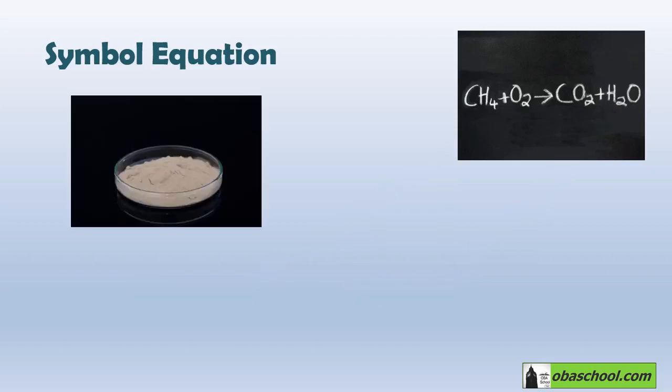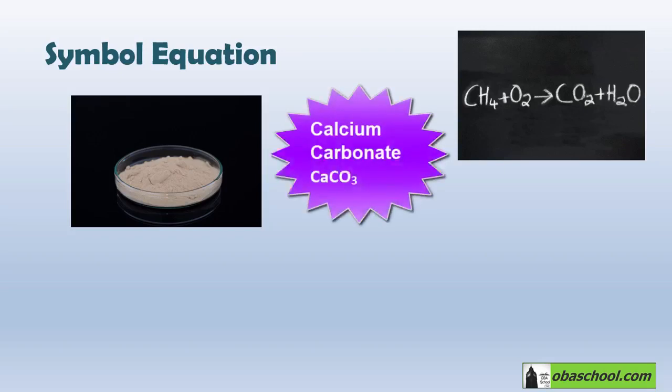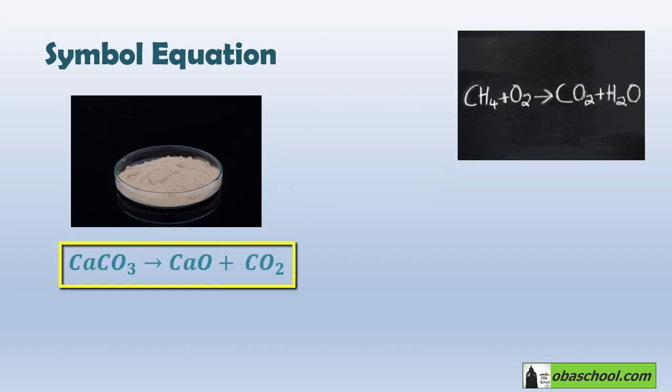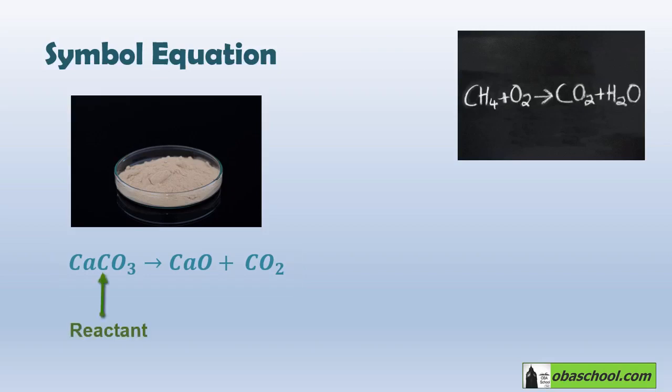The symbol equation of the decomposition, which means breaking down, of calcium carbonate, which is CaCO3, is as follows. So we have CaCO3, which will give CaO and CO2. As you can see, what is written in this equation are the symbols of the reactants and the products. The reactant in this reaction is CaCO3, while the products are CaO and CO2.